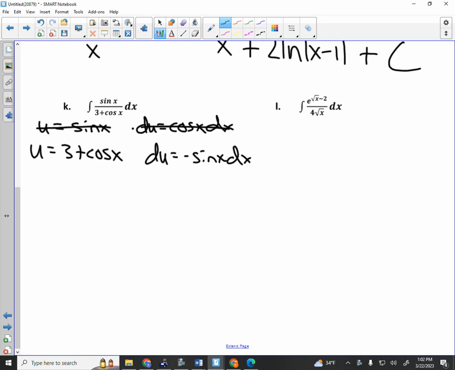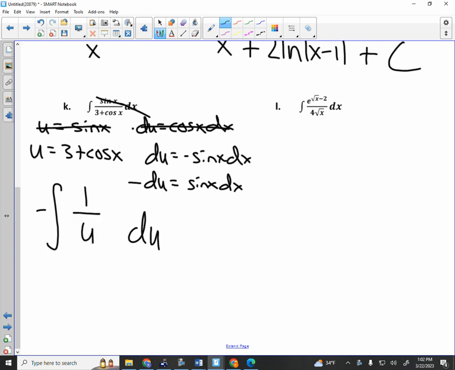So we're going to move the negative on over. Negative du is equal to sine of x dx. And I have a sine of x dx, so my substitution is negative integral du. What goes away is sine of x and dx. I'm left with 1 over u. Now it's easy form. The antiderivative of 1 over u is?